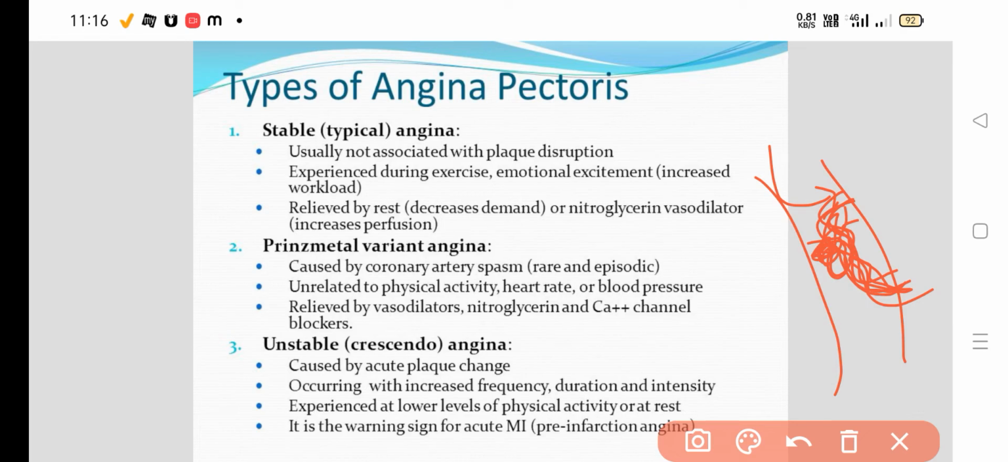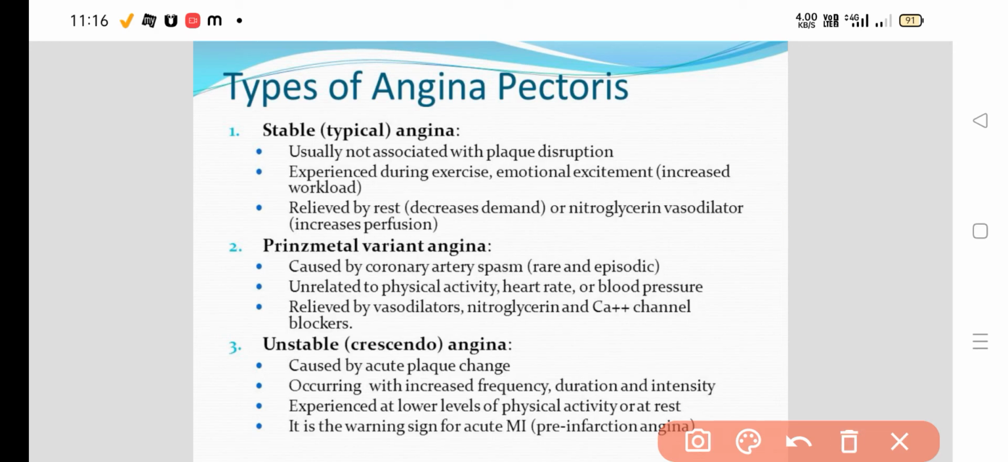Because of that, there is increased frequency, duration, and intensity of chest pain. That pain may be felt at a lower level of physical activity, or it may be felt at rest also. It is the warning sign for acute MI, and it is called pre-infarction angina, which is the unstable or crescendo type of angina.